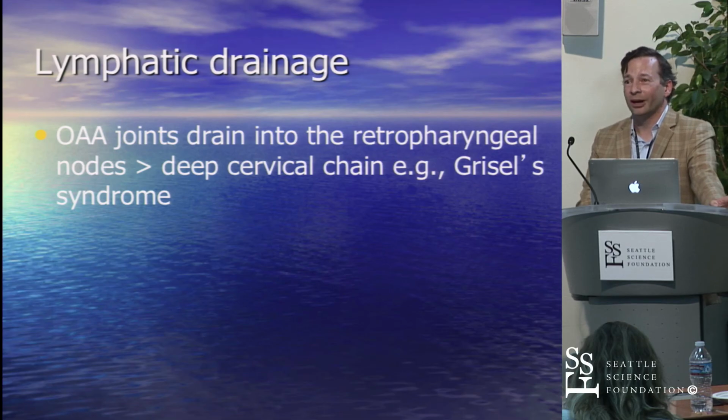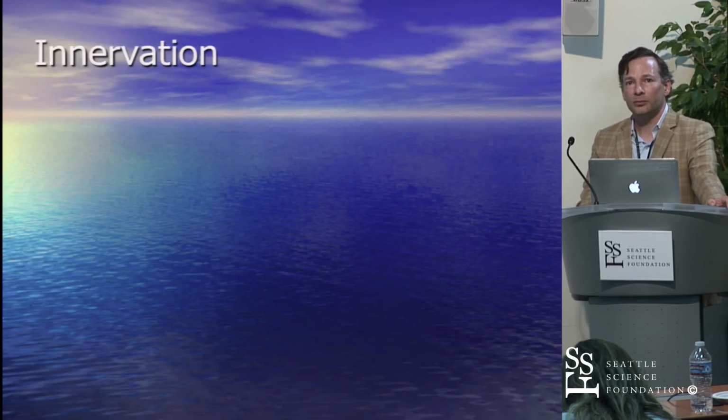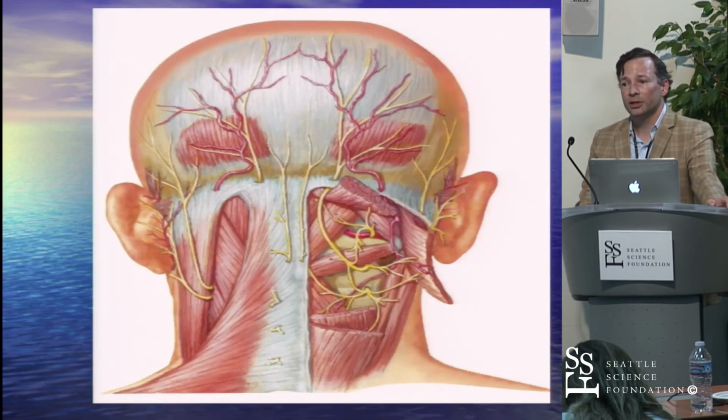Lymphatic drainage, not a lot is known about it from the craniocervical junction. We do know that lymph from this area drains to the retropharyngeal lymph nodes and then into your deep cervical chain, and that this is the most likely pathway for Grisel syndrome with a peripharyngeal inflammation. Innervation of this region, there are multiple nerves. Some are muscular, some are cutaneous, some are both.